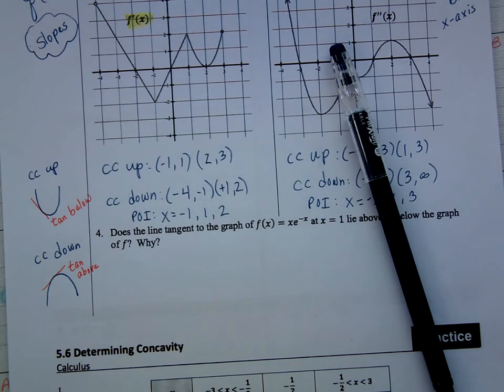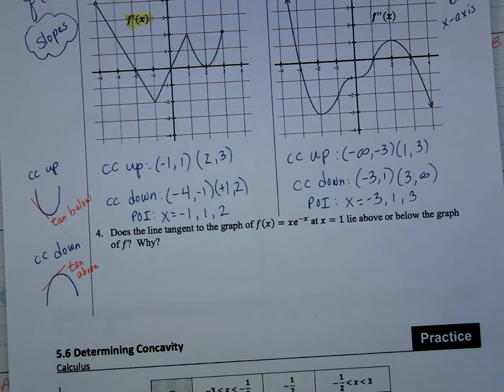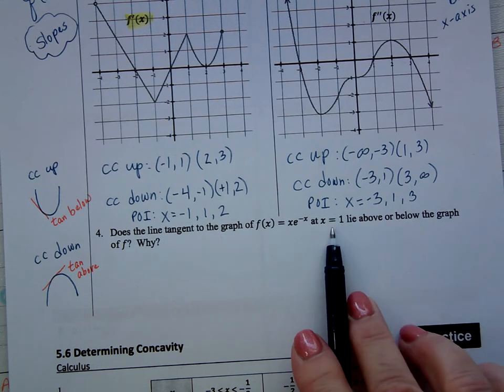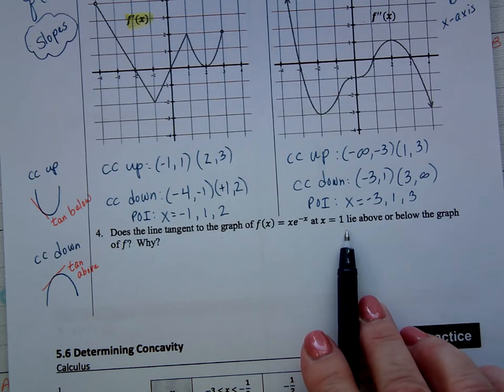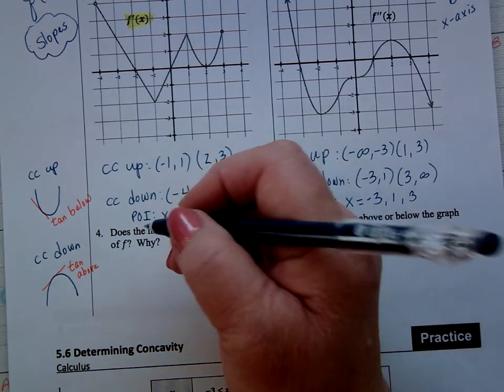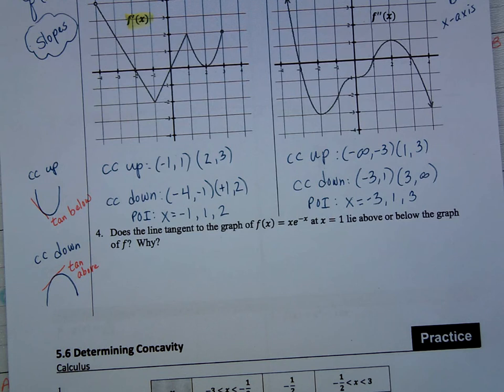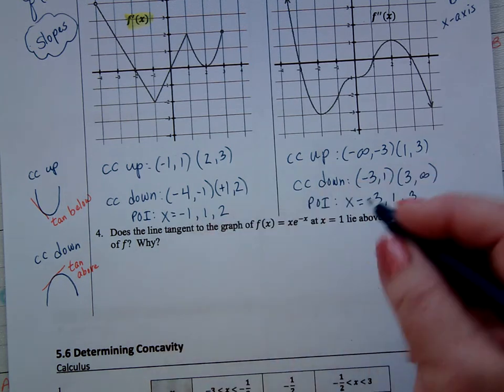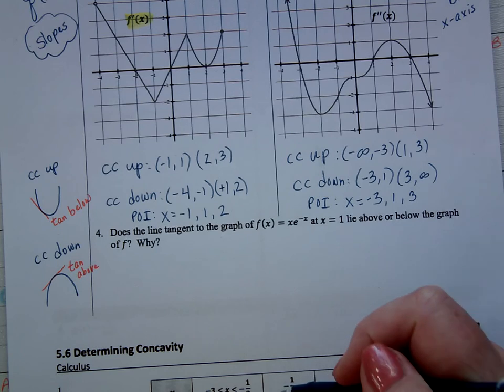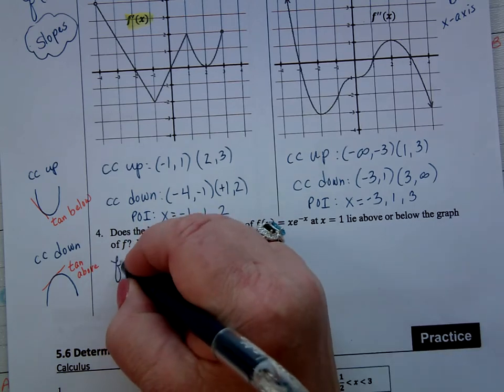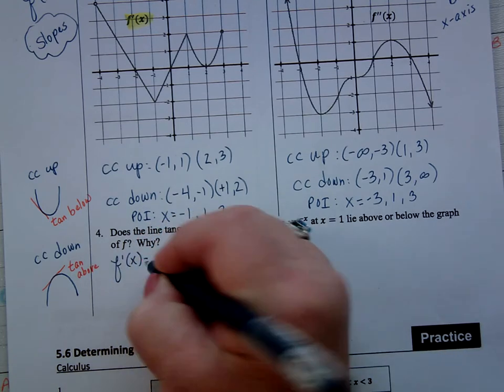That's what the question is asking you. If I have this function, are my tangent lines above or below that curve? So I'm concerned about concavity, which means I need to get to the second derivative. Here's my original function, and I want to know what the second derivative is. Well, for the first derivative, this is a product rule.